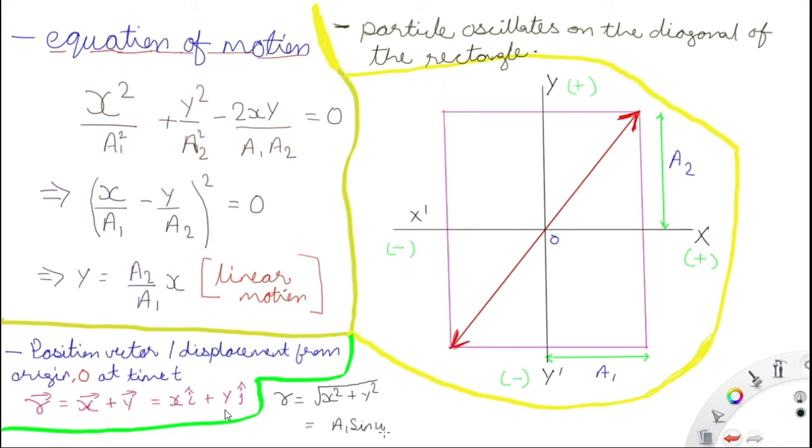So i is the unit vector in x direction and j is the unit vector in y direction. Okay, so r is the amplitude of the vibration at any time t, the resultant one. So it is the square root of x square plus y square, because x and y are produced by fx and fy respectively, and both are perpendicular to each other. That's why x square plus y square.